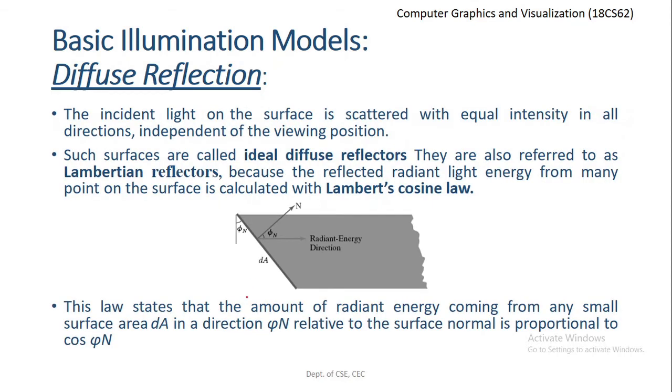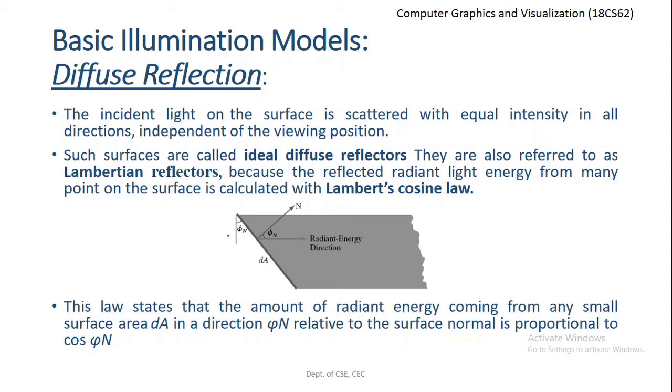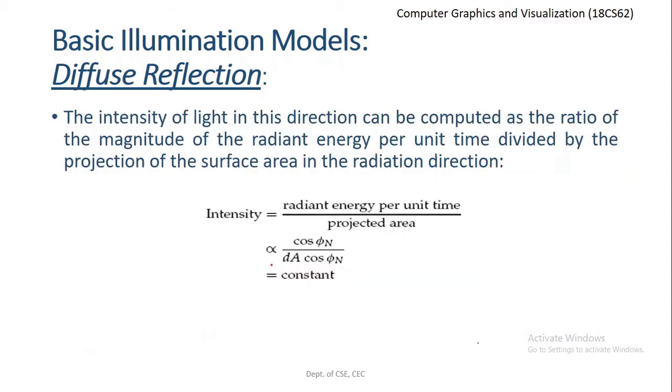Looking at this particular diagram, as per Lambert's law, the radiant energy per unit time is given by cos phi n, and the projected area is given as the surface area dA times cos phi n. So intensity will be proportional to the ratio of cos phi n divided by dA times cos phi n, which is going to give us a constant value.